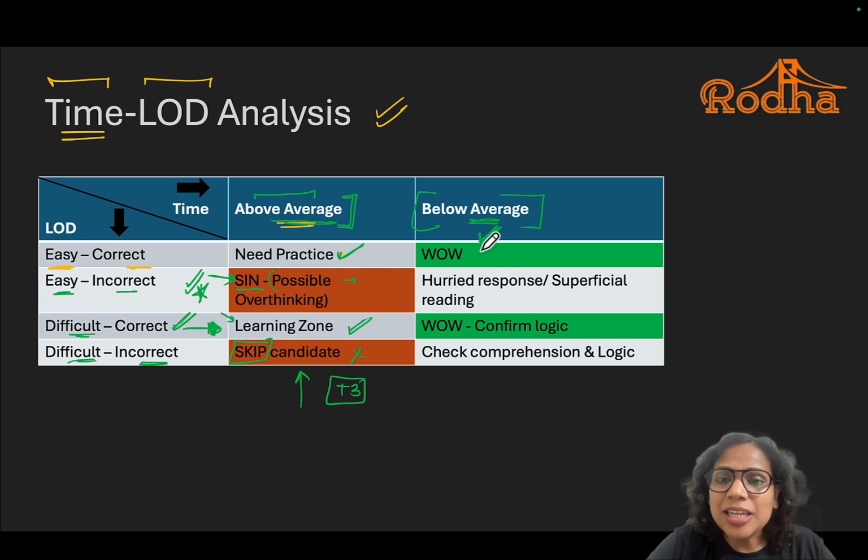Easy, below average time, incorrect. So was it the below average time that led to this being incorrect? Was it a hurried response on your part? Was the time pressure playing into your mind? Or were you reading superficially? What happened? Check these two here, right?